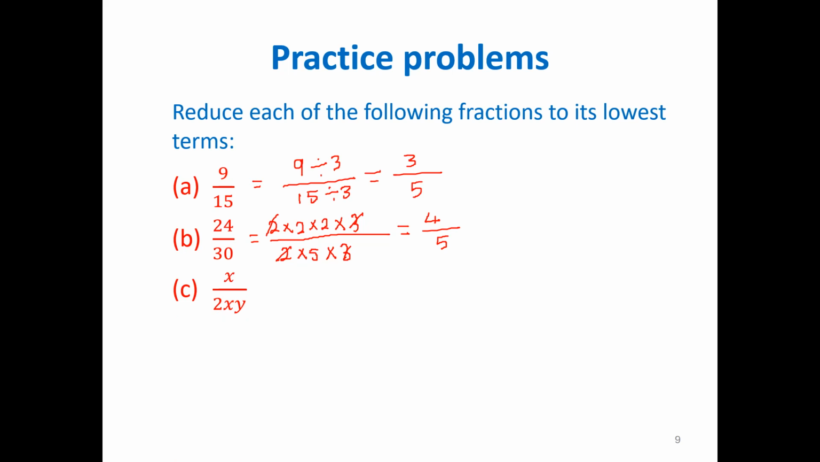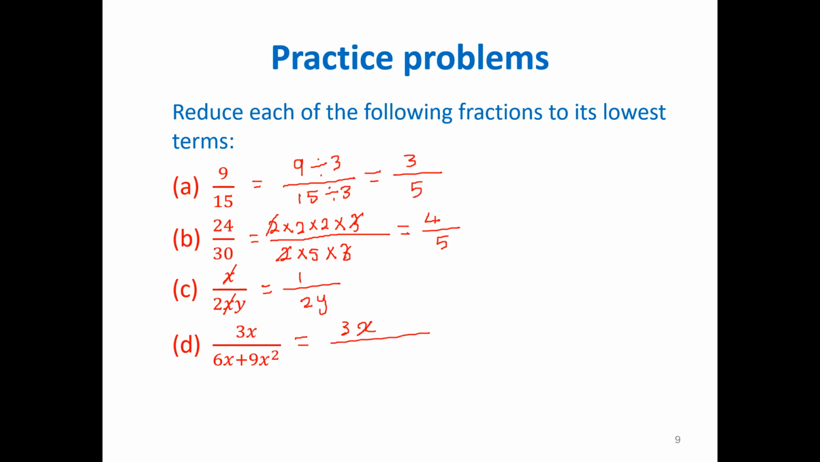Now this, the algebraic fraction, it's straightforward. You can cancel x with x, and the remaining will be 1 over 2y. Again, cancellation means you divide by x, both in numerator and denominator. Here, you cannot cancel this with this x, okay, because there's a plus sign. So first you have to factorize the denominator. And we learned this factorization in the previous class.